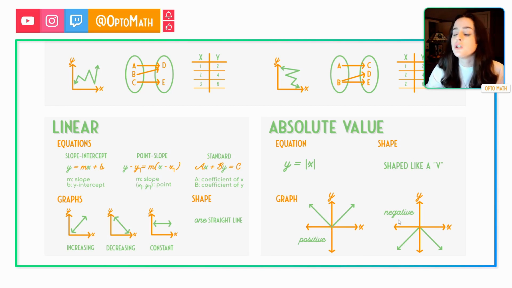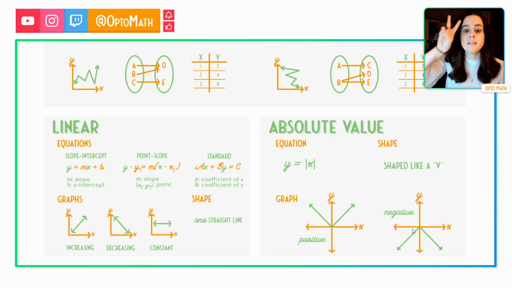And if you make this whole entire absolute value of x negative, where it reads y equals negative absolute value of x, you'll get this V flipped upside down. Okay, so like an upside down peace sign.